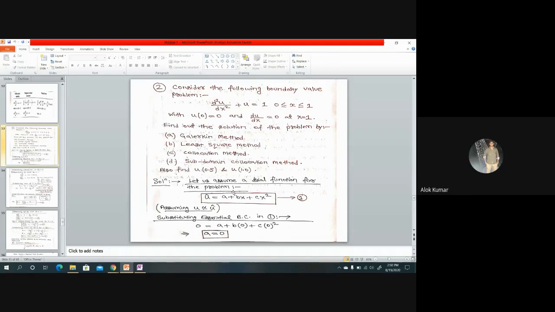Sir, I did not understand this. The essential boundary condition is always this term, u of 0 equal to 0. Yes, sir. And the natural boundary condition is always this term, du over dx is equal to 0.